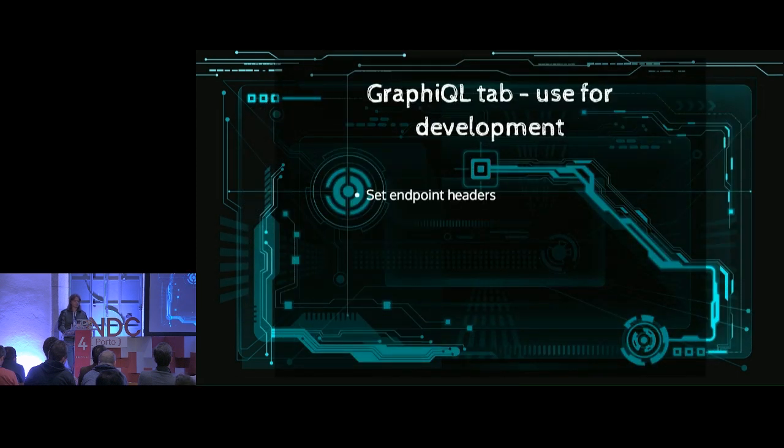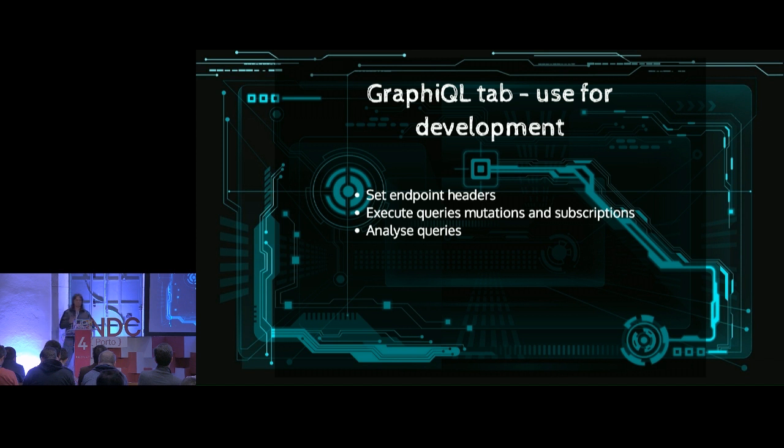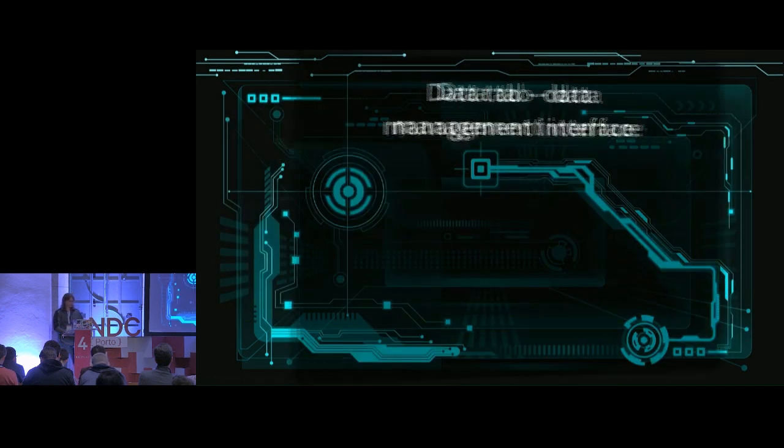The graphical tab will have a bunch of additions, like setting endpoint headers. You can execute queries, mutations, subscriptions. You can analyze queries. Basically, if you have a GraphQL query and you want to see how it's compiled to a performant SQL statement, you can hit an Analyze button, and you will get the whole statement. So you can show it to your DBA and ask if this is performant enough. If it's not, you can always create a more performant view, and the engine will automatically generate queries on this view for you.